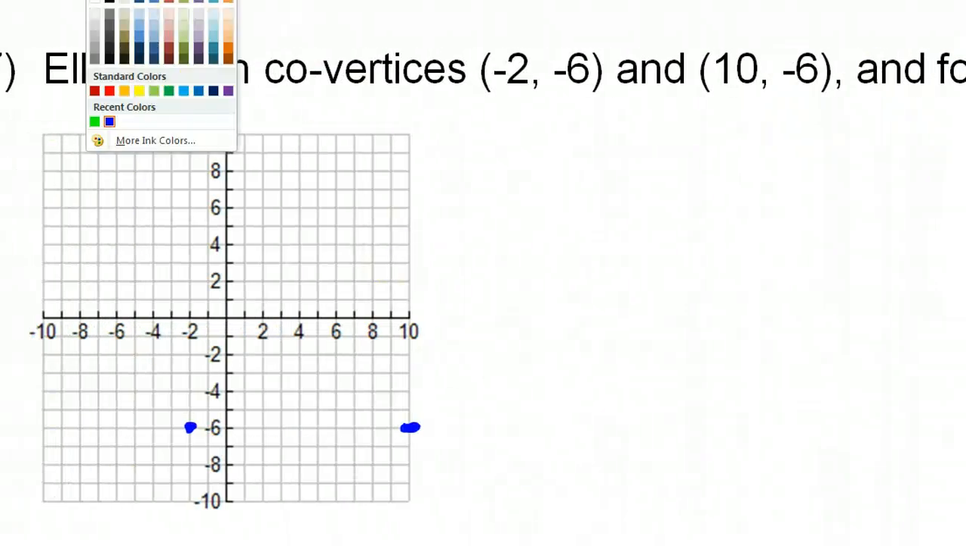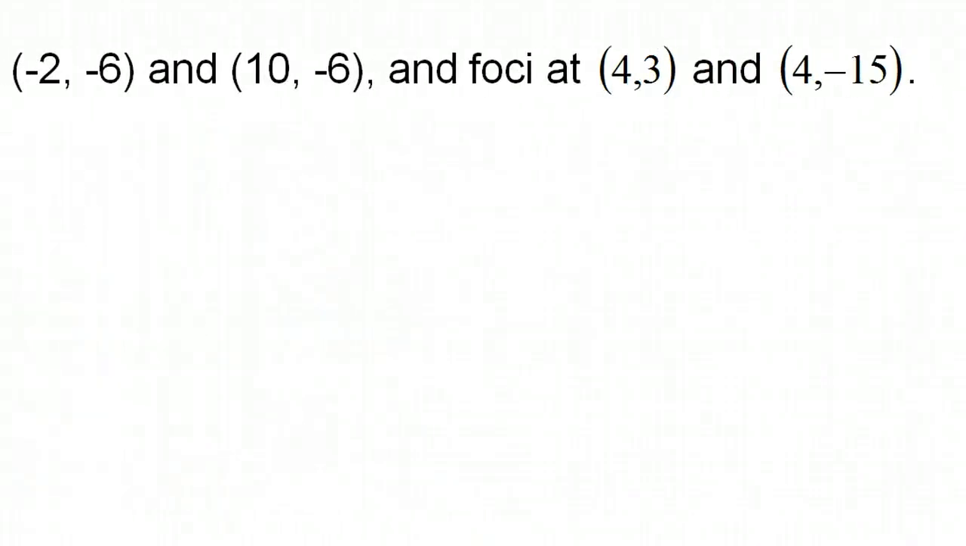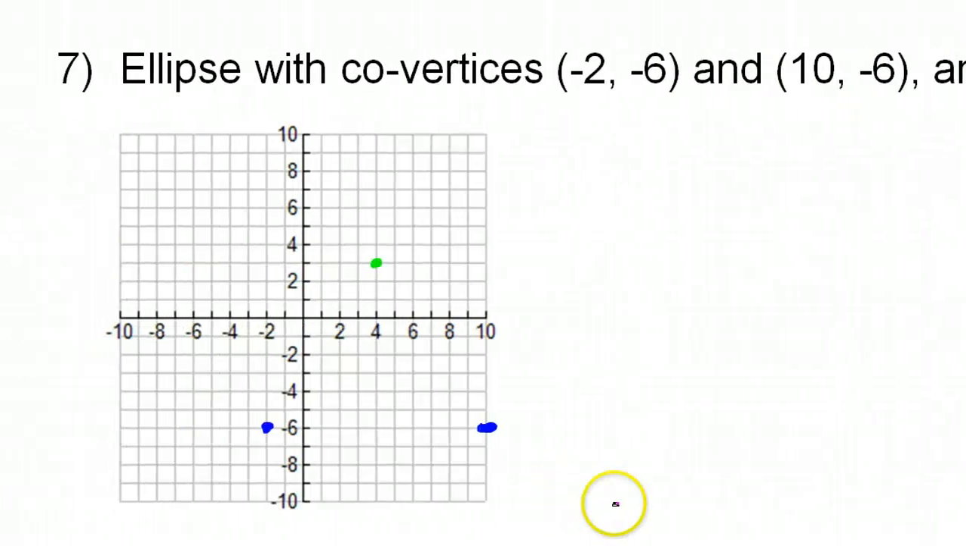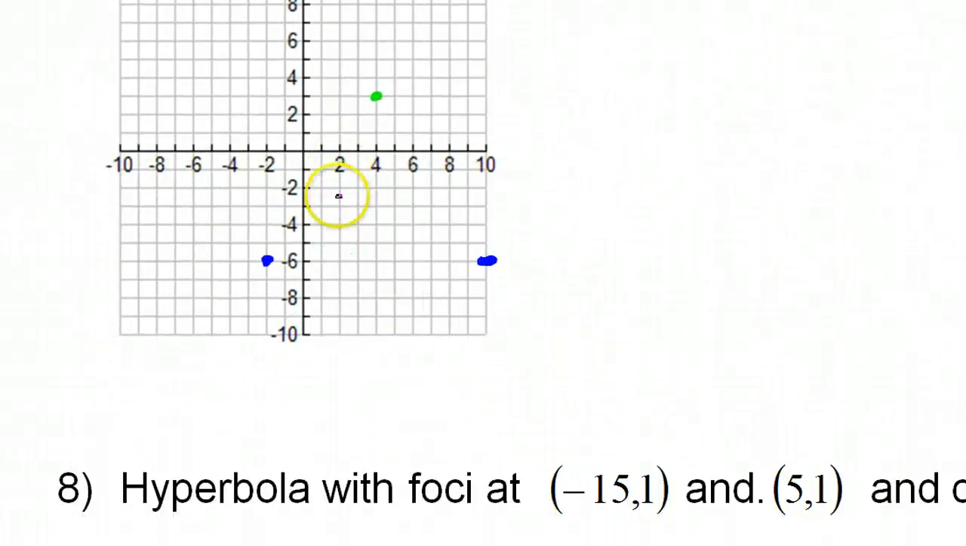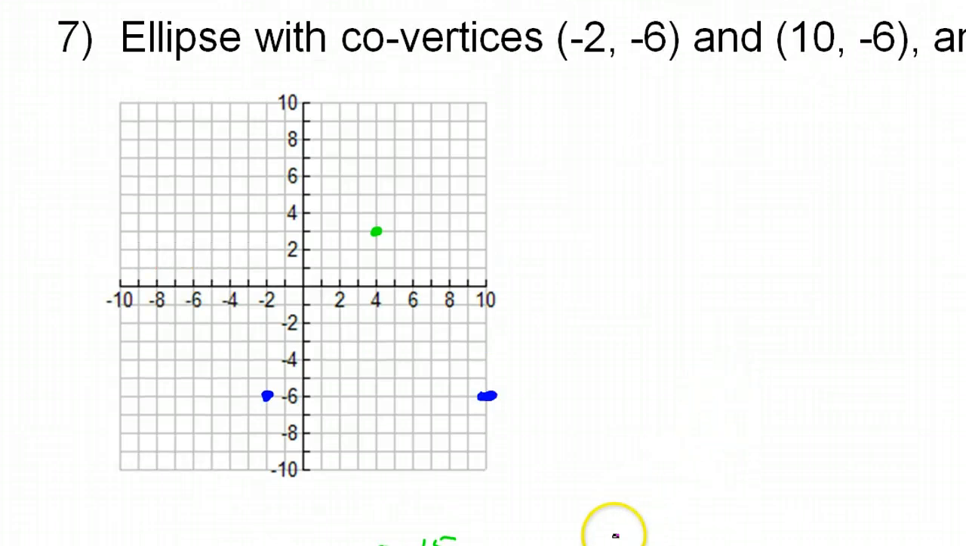Let me just get this going. Foci are at 4, 3 and 4, negative 15. Wow, that's going to go right off the graph here. So this is negative 10, so like 11, 12, 13, 14, 15, somewhere around in here. Okay, this is negative 15, by the way.